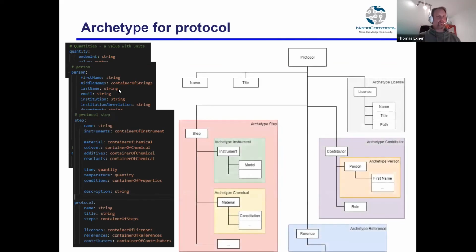And in that way we can in principle build this archetype for a protocol. You have a license, you have contributors, you have references, you have then the steps, and in the same way you could do that for an SOP or for a whole essay in principle. And this is how we then at the end would put all these data together. Every one of these pieces would be something like a protocol archetype or an instance archetype, and at the end everything is a complete data set.